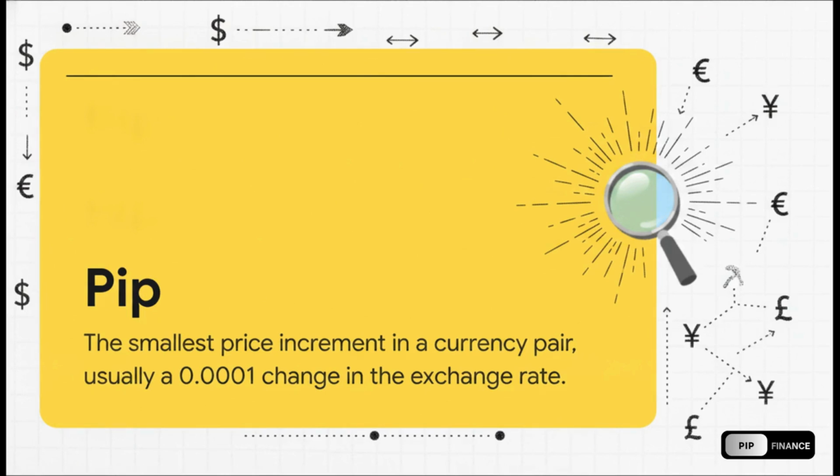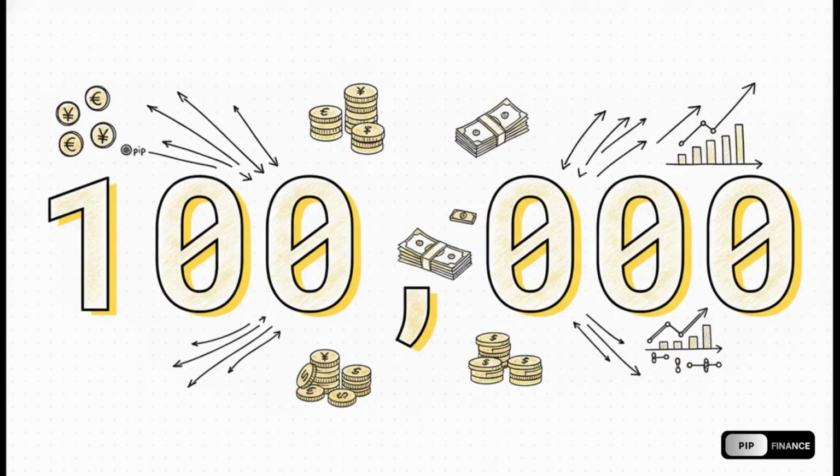Now, because a single pip is basically less than pocket lint, traders don't buy single units of currency. No way. Instead, they buy what are called lots. A standard Forex lot consists of 100,000 units of a base currency. And when you magnify a tiny fraction by 100,000, suddenly real, serious money is on the line.